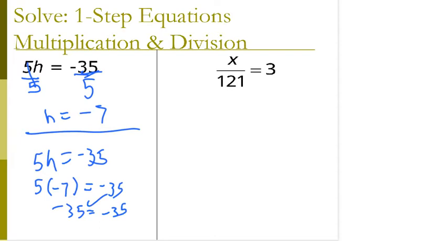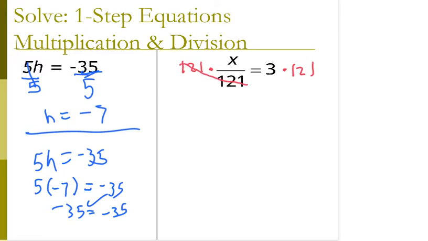If we want to work with the one on the right, we'll do exactly the same thing. This time though, we'll note that it's a number divided by 121 gives us 3. So the inverse of division is multiplication. We're going to multiply by 121 both sides of our equation. 121 and the 121 are going to undo each other.